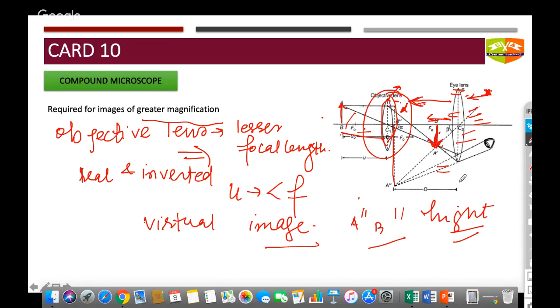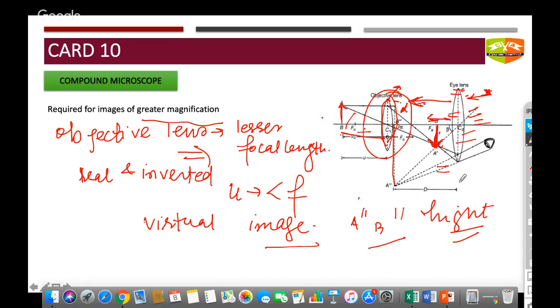So compound microscope, if I repeat it for you, is constructed with the help of two convex lenses. The lens towards the object is known as objective lens. The lens towards the eye is known as eyepiece or eye lens. In few books you will see eye lens written, in few books you will see eyepiece written. Don't get confused by the terminologies here. You should know that the lens which is towards your eye is your eye lens or eyepiece.